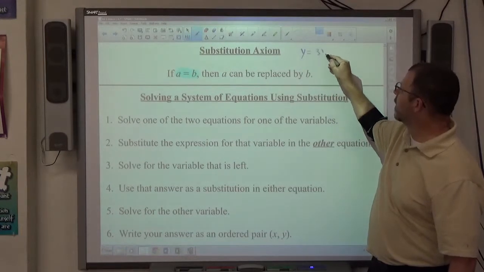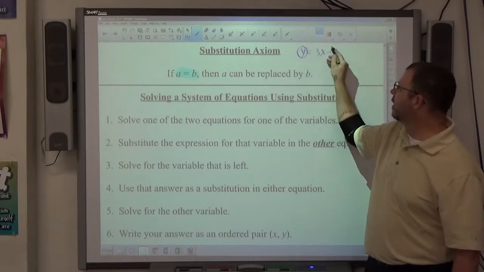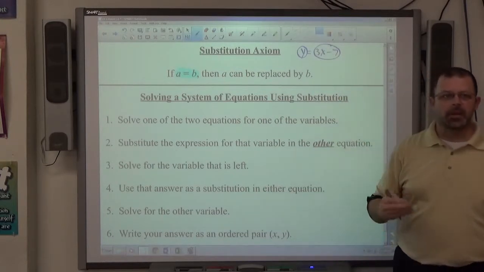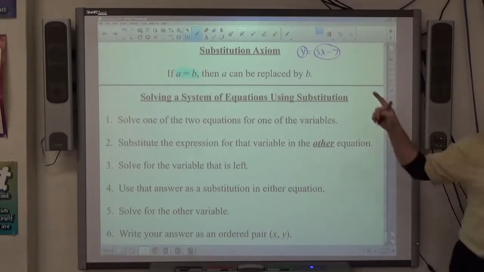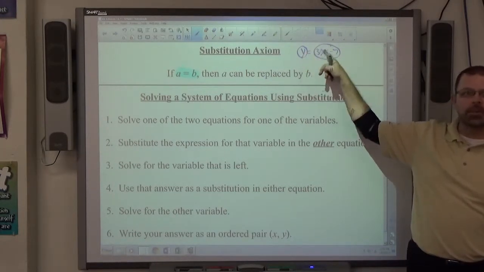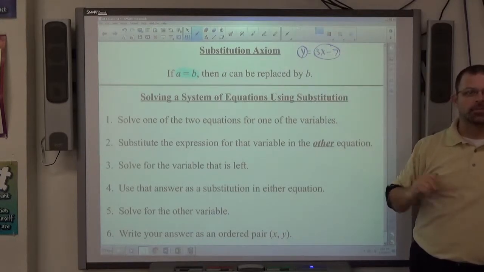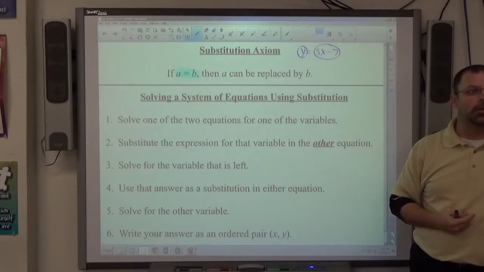Y equals 3x minus 7. Y is acting like A and 3x minus 7 is acting like B. Something equals something, so you can replace. If I have this equation, y equals 3x minus 7, I can replace any y's with the expression 3x minus 7. That's what this axiom tells me. And that's kind of how it's going to be used in the problems we're going to deal with today.